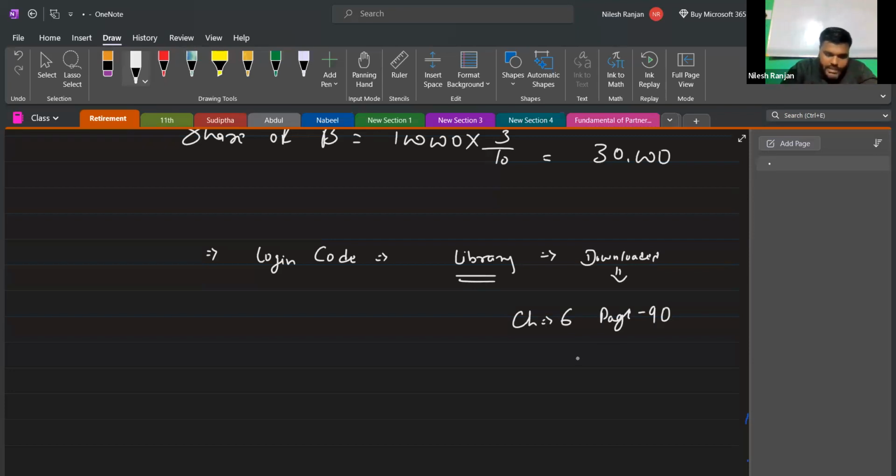In that chapter, there are a total of 58 questions. Some of them are practical, some are theoretical, but all questions are MCQs. So you try to solve some of the theoretical questions.